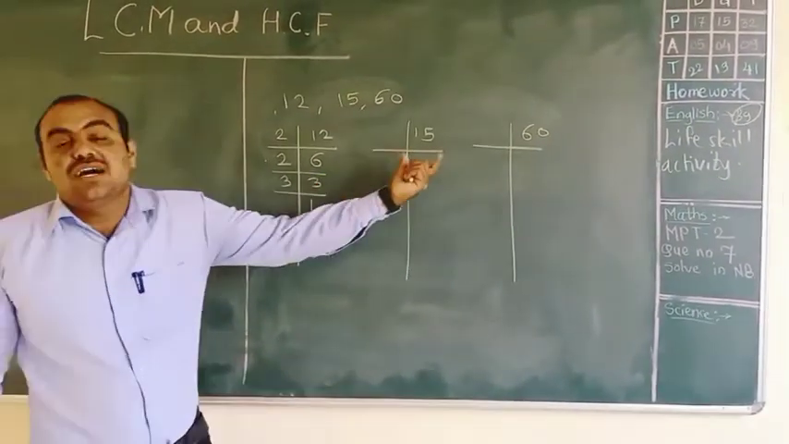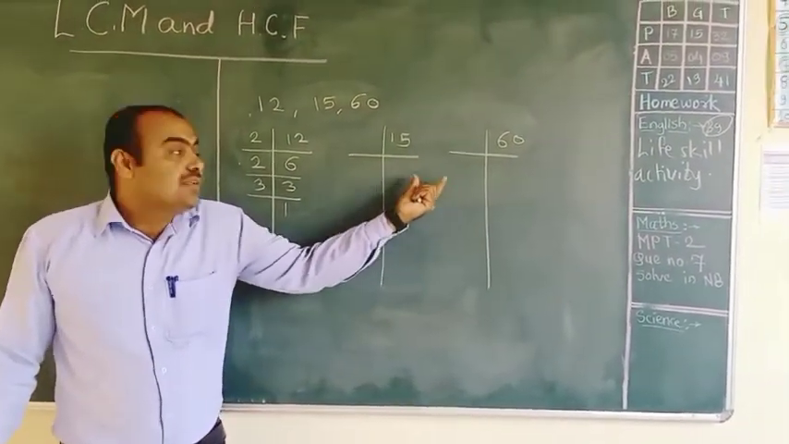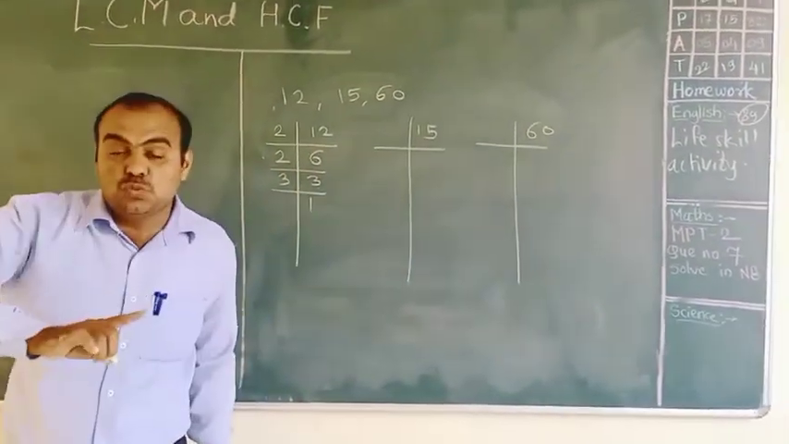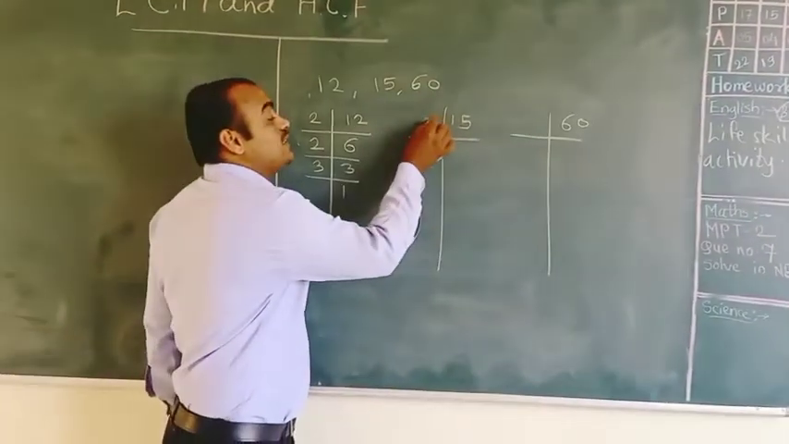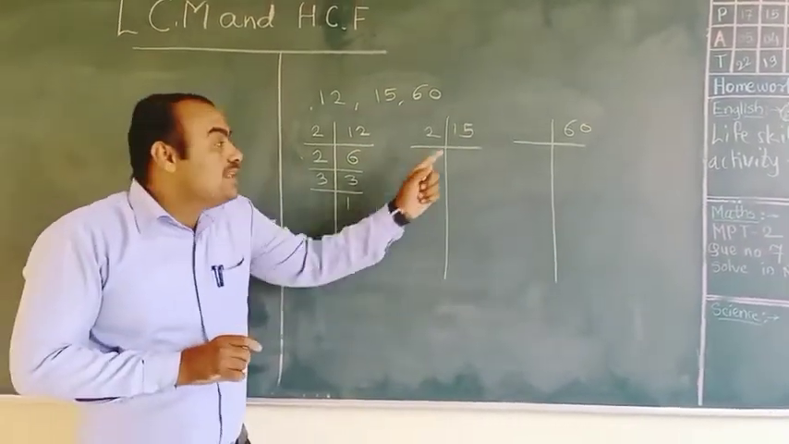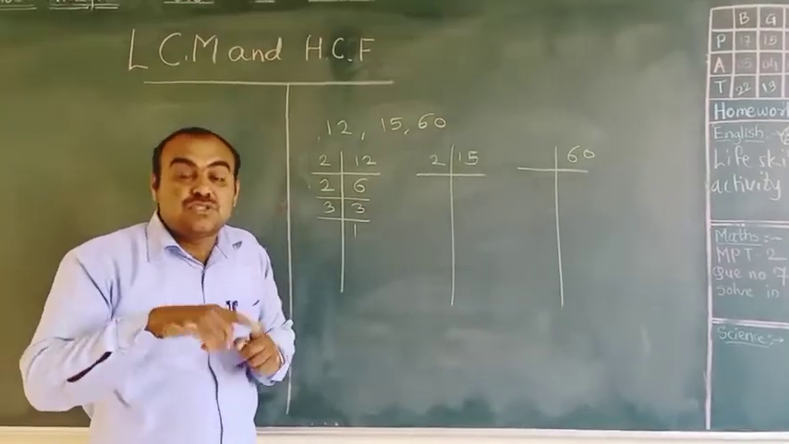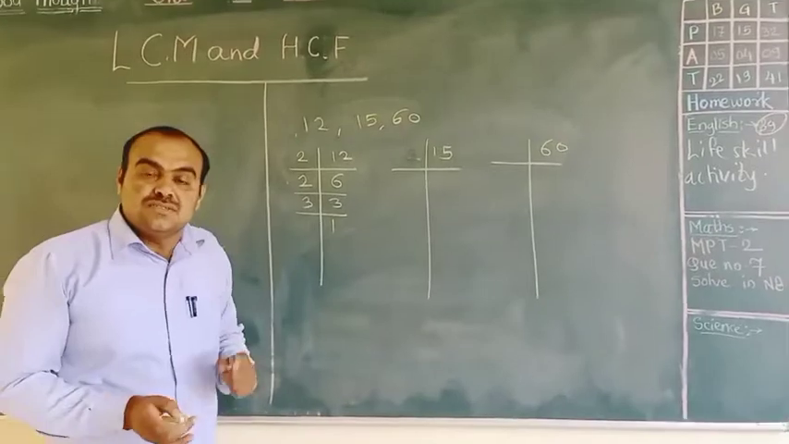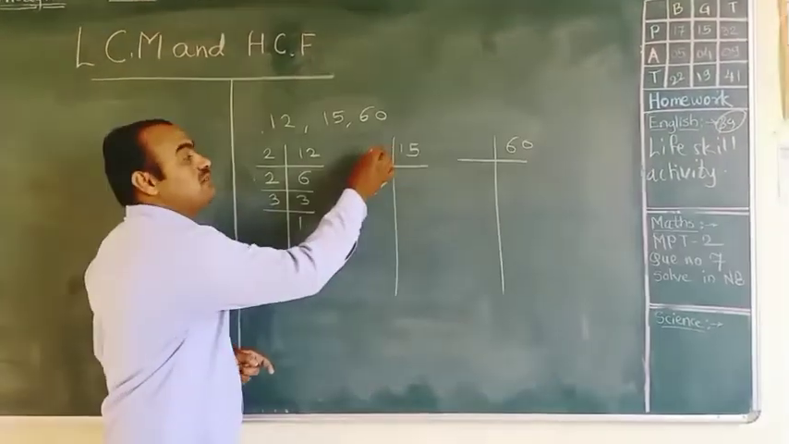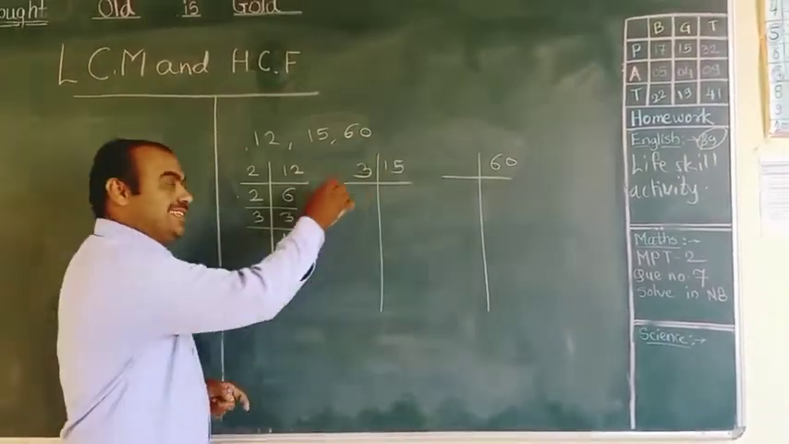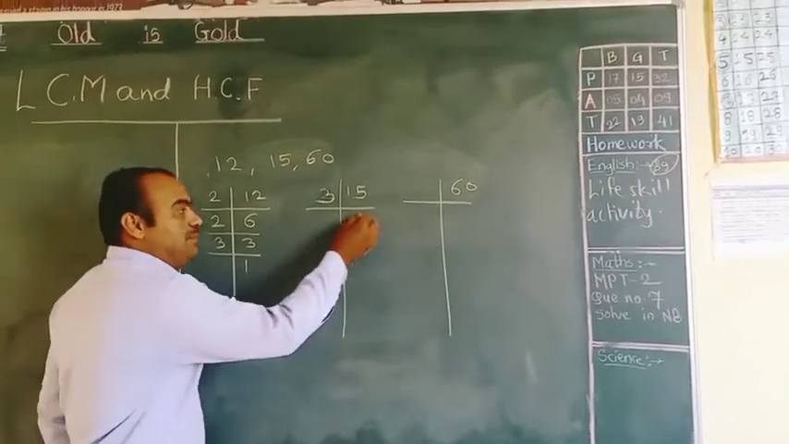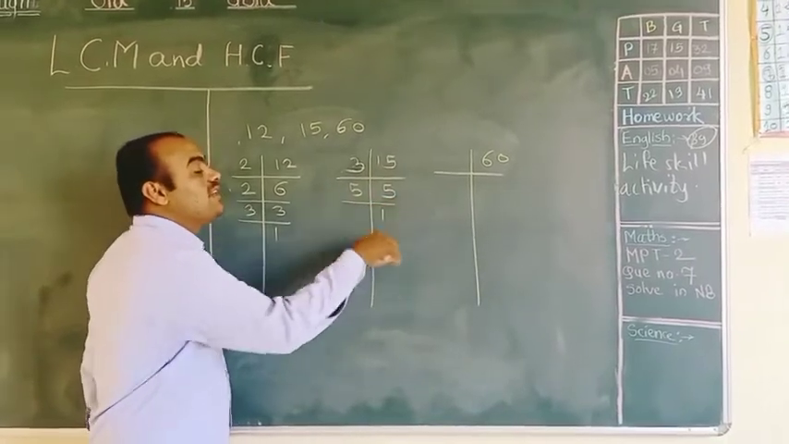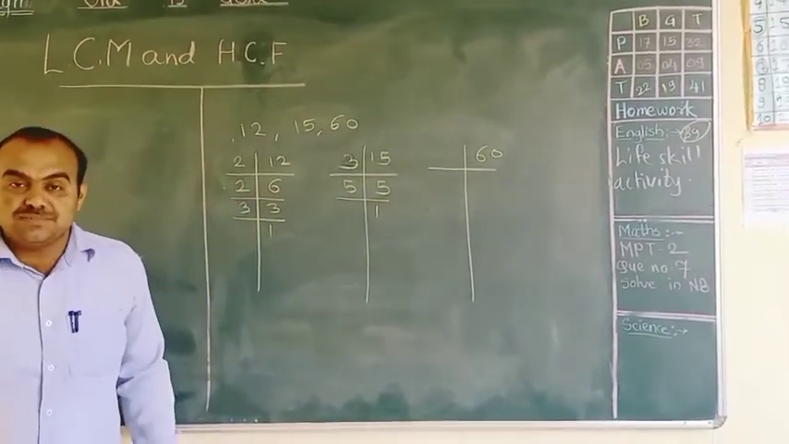Now we come to the second example, that is 15. 15 cannot be divided by 2. We make a mistake like this if we divide by 2, so we have to choose first what number should divide it. We divide by 3. 15 divided by 3, what will come? 5. Again 5 divided by 5 and we get 1.